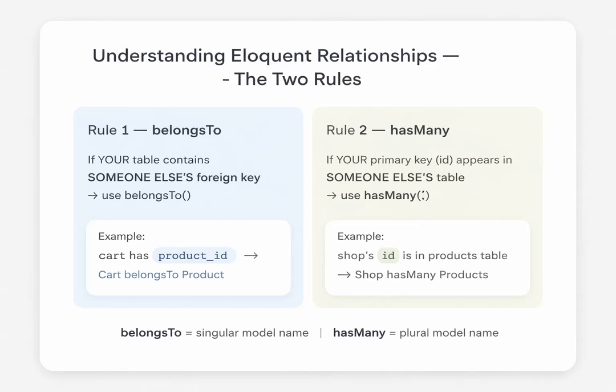Now let's talk about Eloquent relationships, how you define the connections between models in Laravel. There are 2 simple rules to follow. Rule 1, if your table contains someone else's foreign key, you use belongs to. For example, the cart table has a product ID, so the cart model belongs to the product model. Rule 2, if your own primary key appears in someone else's table, you use has many. For example, the shop's ID appears in the products table, so the shop model has many products. And there's one more naming convention to remember. Belongs to uses a singular model name, while has many uses a plural method name.